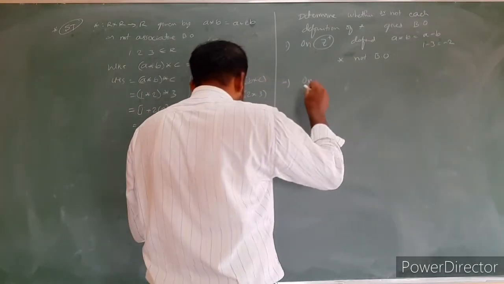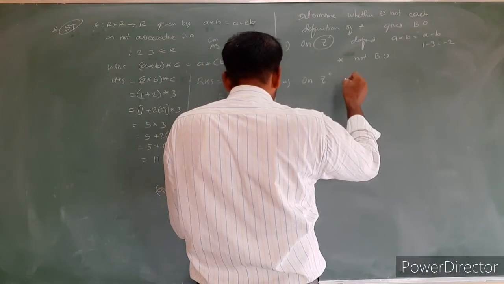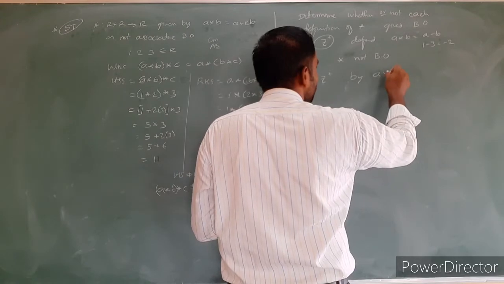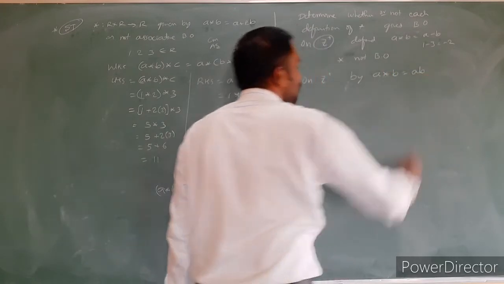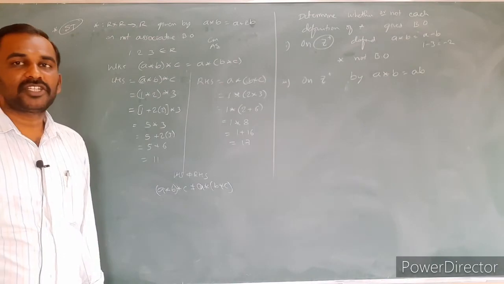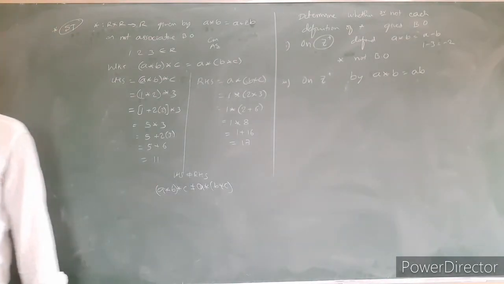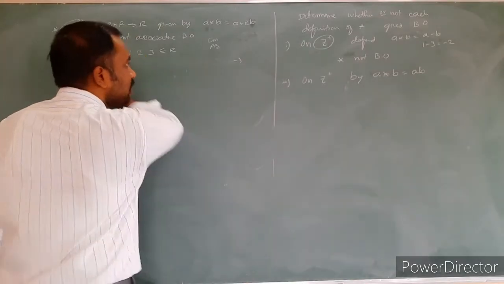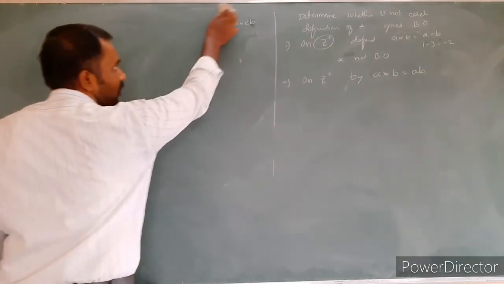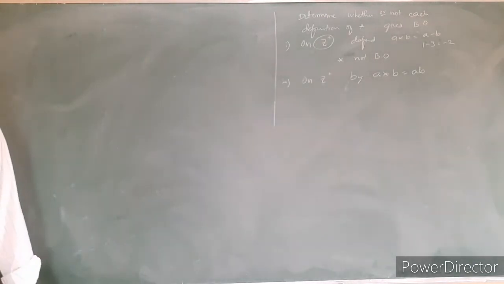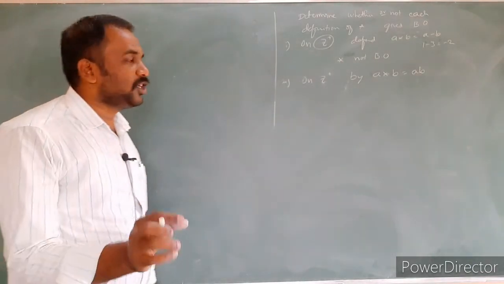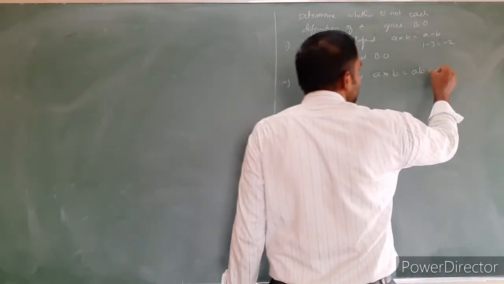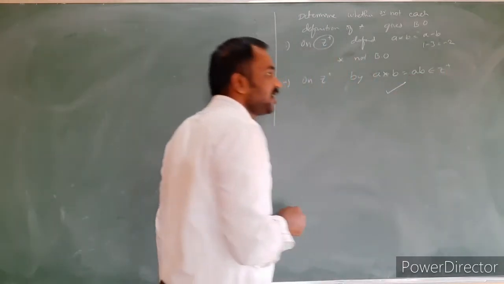On the set of positive integers defined by A star B is equal to AB. Whether it is a binary operation or not. Yes, determine. How is the binary operation given? A star B is changing as A into B, the product of any two positive integers. Will you get again a positive integer? Yes, obviously, it is a positive integer. Yes, it is a binary operation.